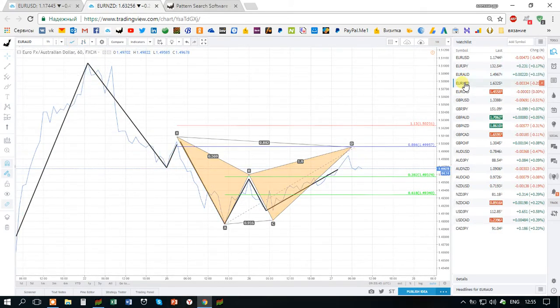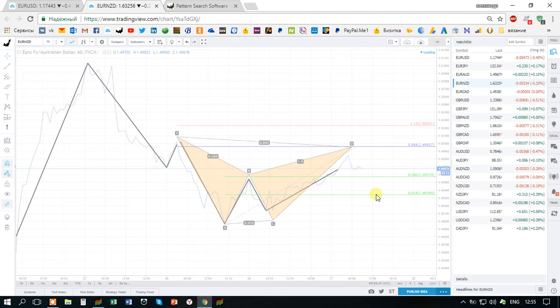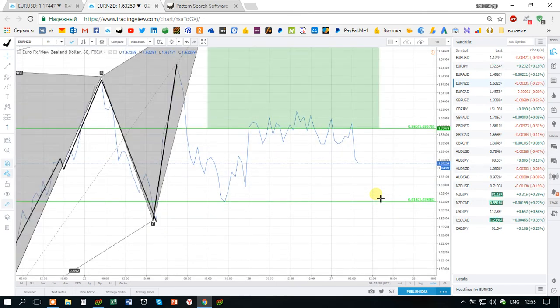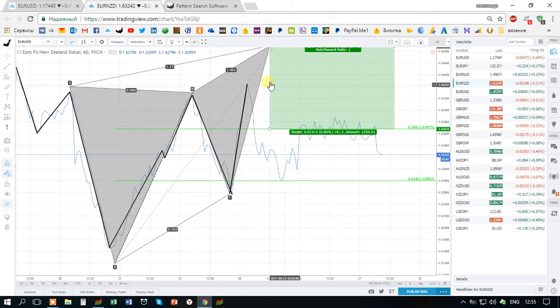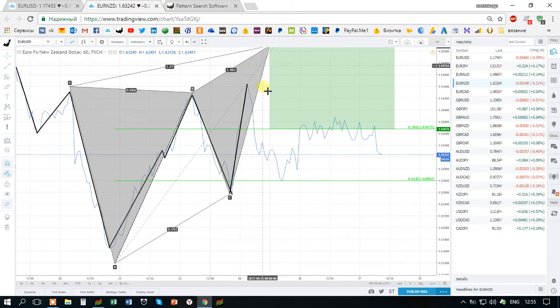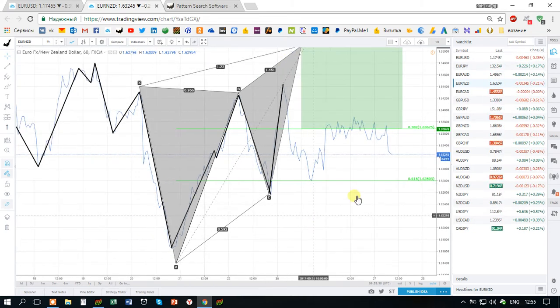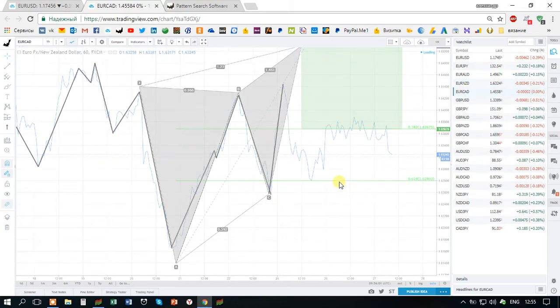The next pair is Euro New Zealand, and let's see what happens there. Nothing. We don't have anything until we violate either this high or this low. So the trade is still valid, Euro New Zealand trade.